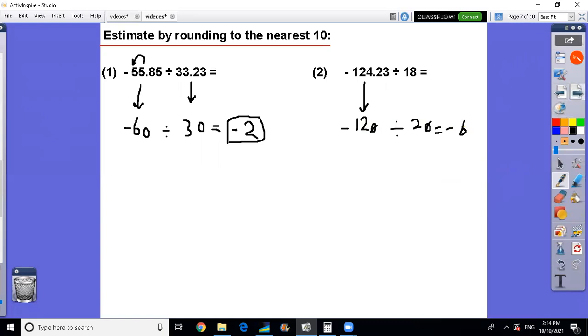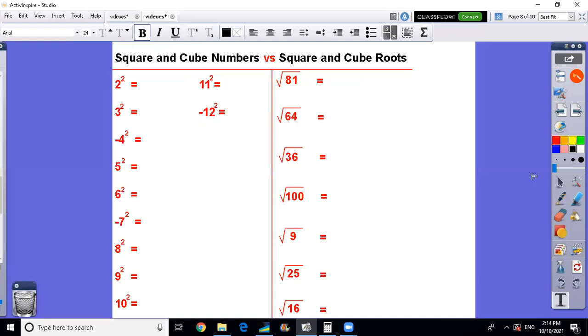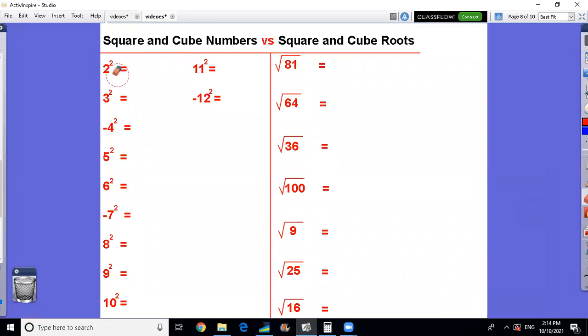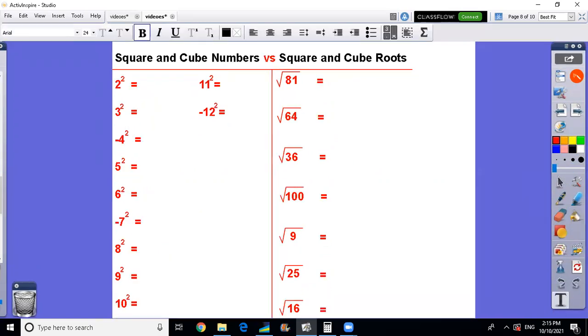And now we're going to square and cube numbers versus square and cube roots. How are we going to do this? Here, as you see, 2 squared, we took how to do this, guys, right? Do you remember? 2 squared, for example. How can we do this? It means 2 multiplied by itself. So 2 times 2 is 4. And I didn't write the answers here. Okay, I'm going to write them with you right now.